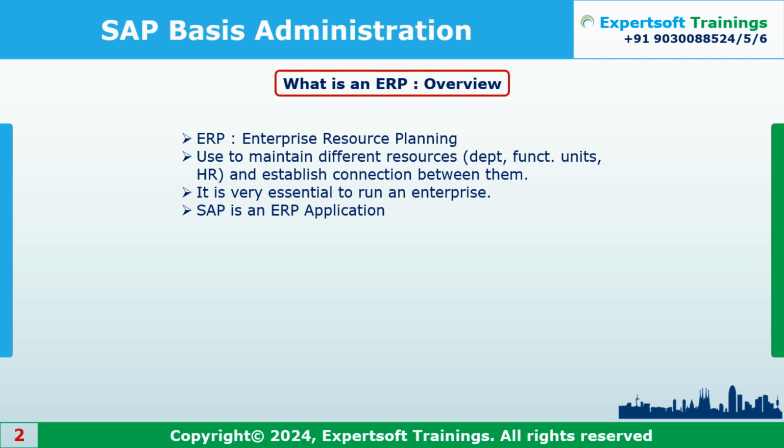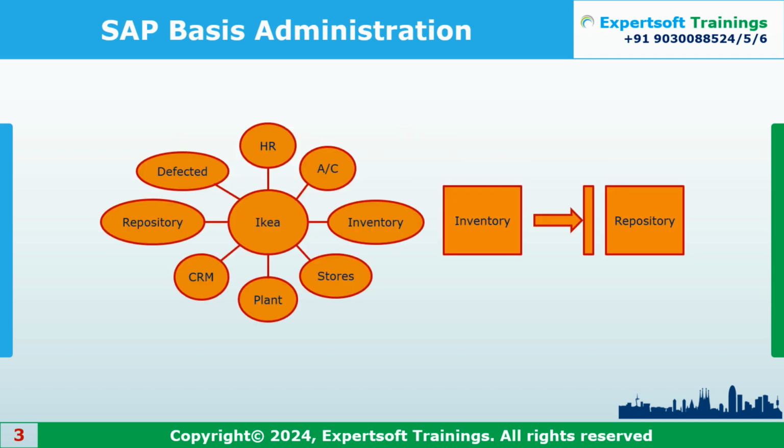Okay, fine. To understand SAP, we need to first understand what is an ERP. ERP means Enterprise Resource Planning, and it is a software. So what it does, let me explain. Let's talk about an enterprise. This is the example of IKEA. It is a furniture manufacturer and retailer.